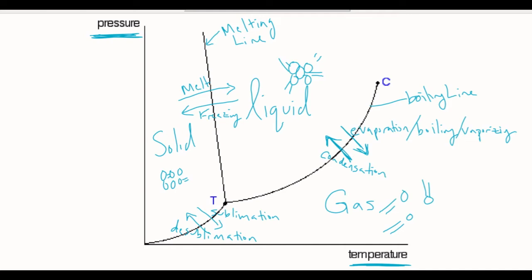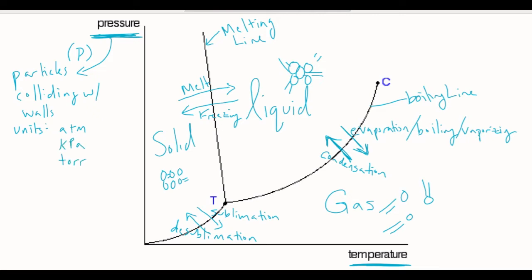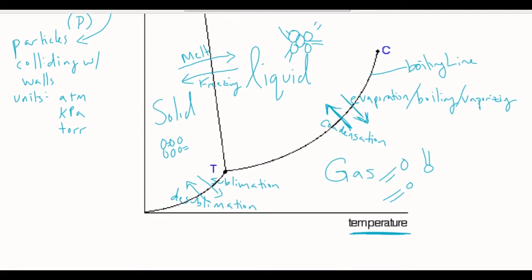We should also define what pressure and temperature are. How are they defining these different spaces? So pressure is basically just particles colliding with walls. Every time the particles are moving and hitting each other and hitting the walls, that is more and more pressure. The symbol for pressure is P. There are a bunch of different units for pressure. It can be measured in atm, which stands for atmospheres, in kPa, which is kilopascals, or in torr. Those are all the different units you'll see for pressure.